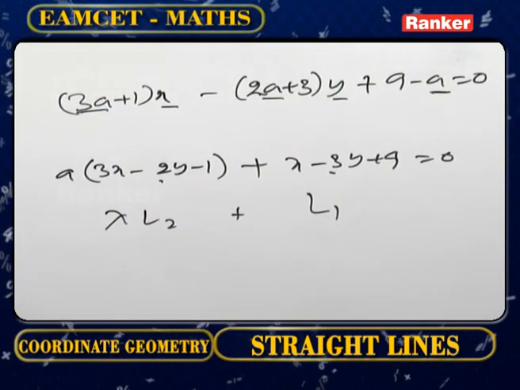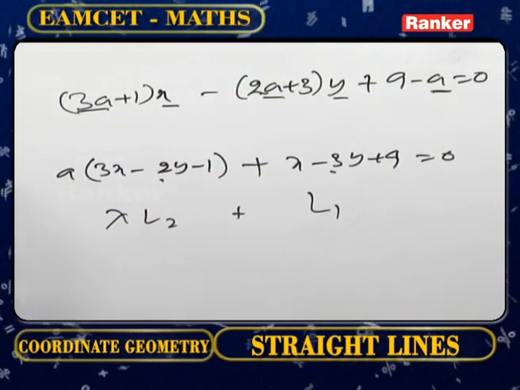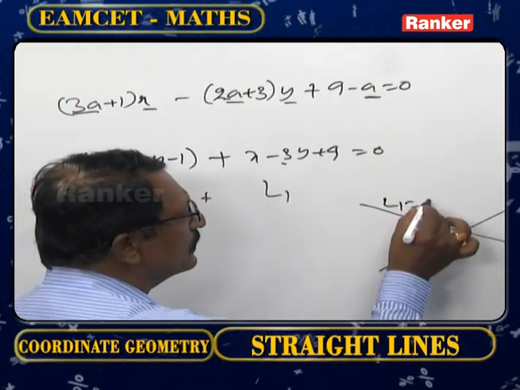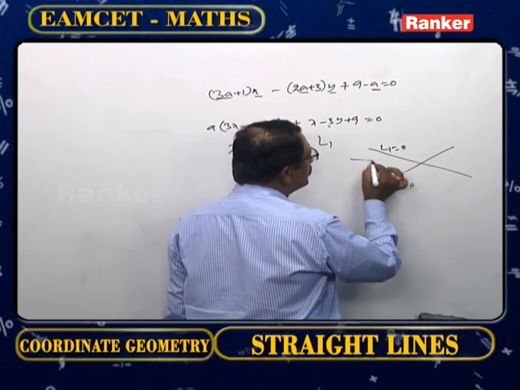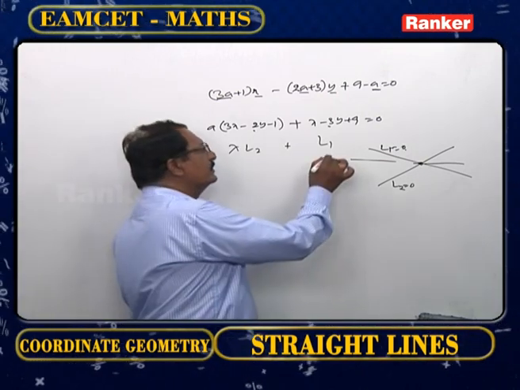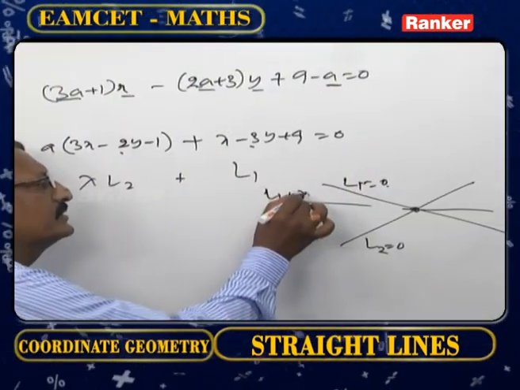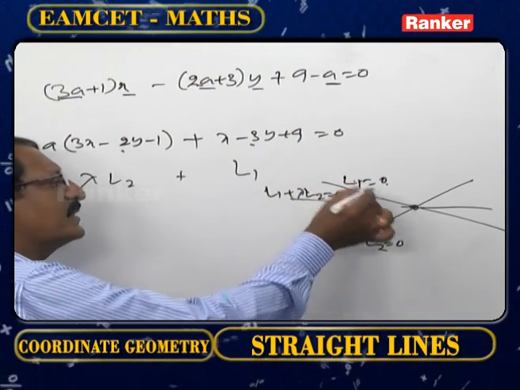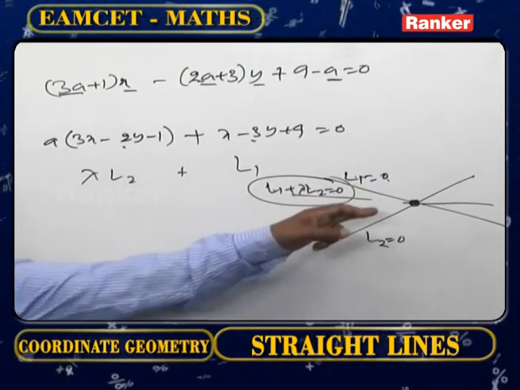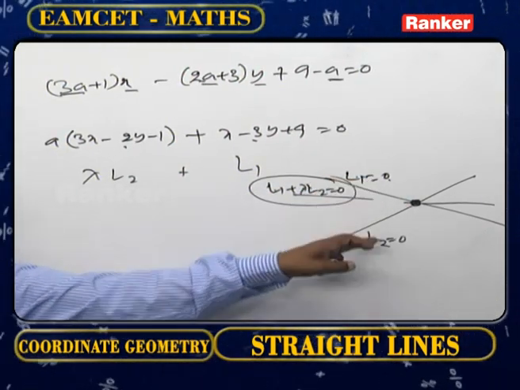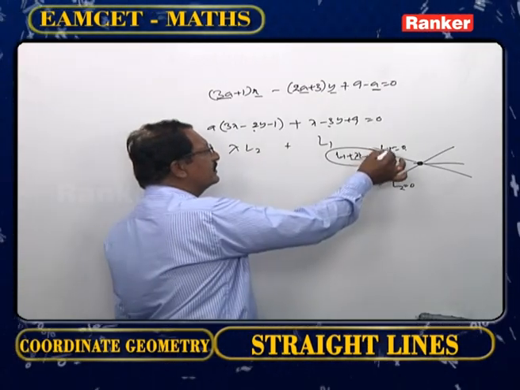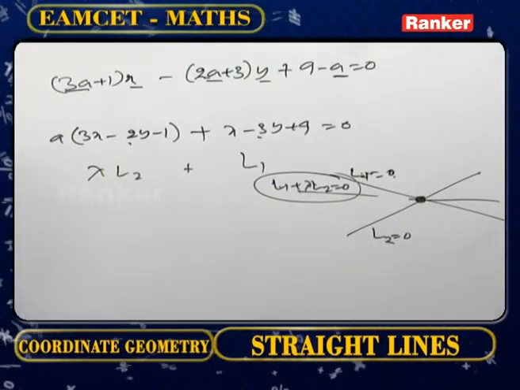Now, an equation in the form L1 plus lambda L2 equals 0 always passes through the point of intersection of the lines L1 equals 0 and L2 equals 0. Any line passing through the point of intersection of L1 equals 0 and L2 equals 0 is L1 plus lambda L2 equals 0. Means it always passes through a fixed point, which is nothing but the point of intersection of the lines L1 equals 0 and L2 equals 0.